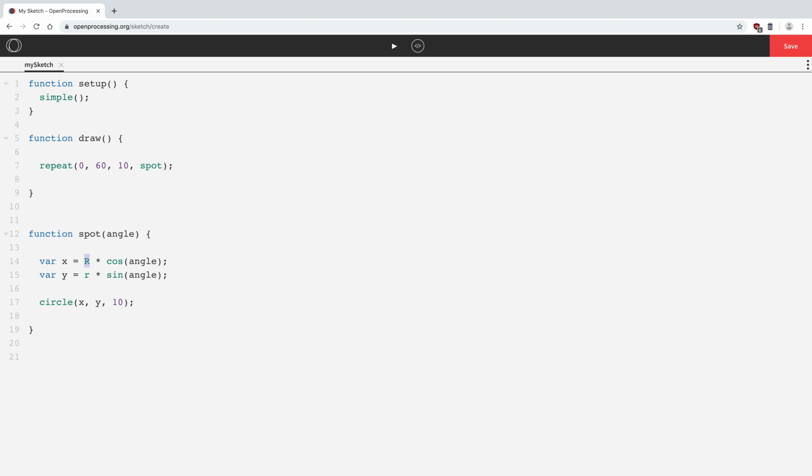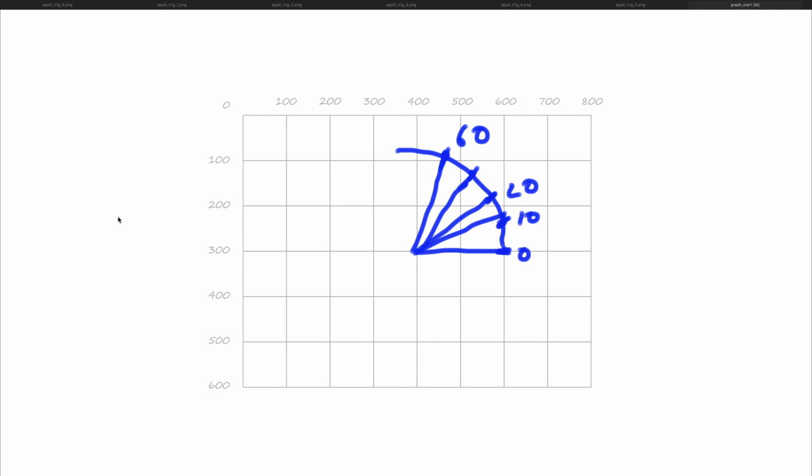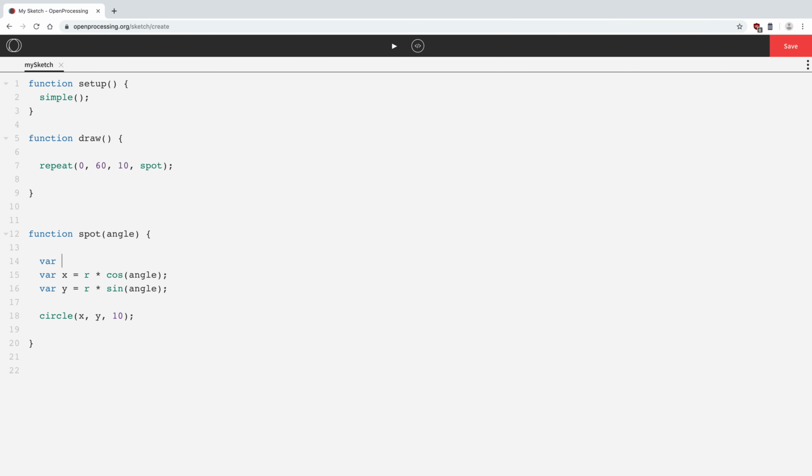Let's use lowercase r, it fits the style better. What is r? Well, it's this distance here, isn't it? How big the orbit is from the centre all the way up to the line that the orbit makes. It's how far away from that centre it is. This one here. So let's call that 200. In fact, it is 200 on this drawing. Let's say var radius is 200. So that's 200, which means 200 times the cosine of the angle will become x.